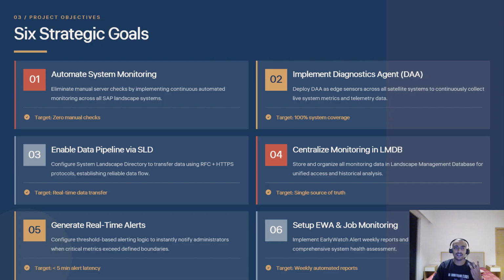Third is enabling the data pipeline via SLD. Fourth will be centralized monitoring in LMDB. Fifth will be generating real-time alerts. And last but not least, the setup of EWA and job monitoring. Let's see how each of them will function. What is the architecture? In our next slide.